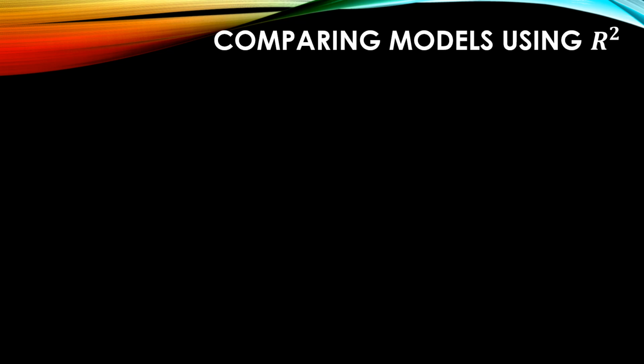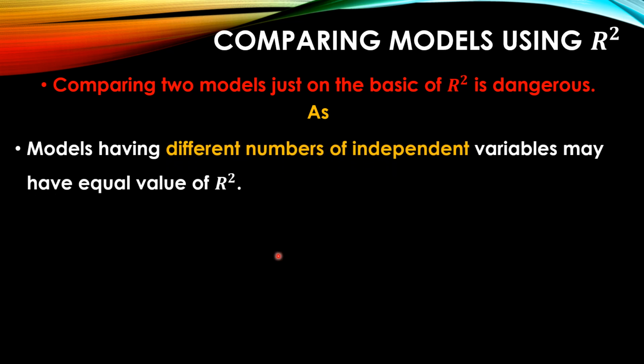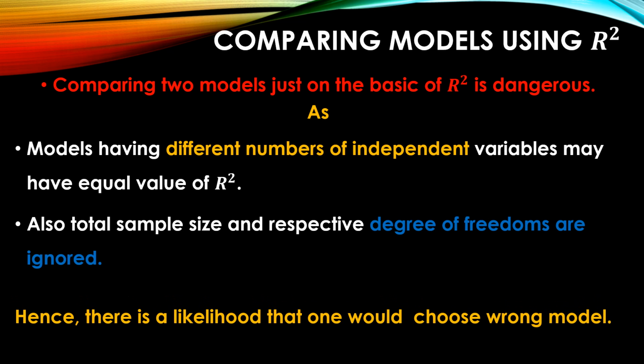Comparison using R square. Comparing two models just on the basis of R square is very dangerous, as models having different numbers of independent variables may have equal values of R square, as total sample size and respective degrees of freedom are ignored in R square. Hence, there is a likelihood that one would choose a wrong model based upon the higher value of R square. Now, this problem is solved with the help of adjusted R square.